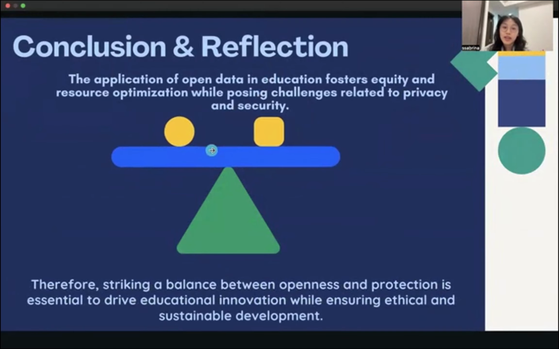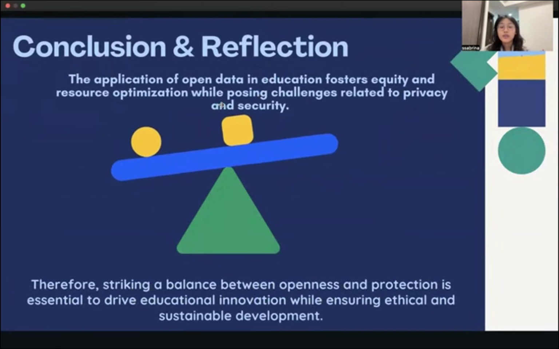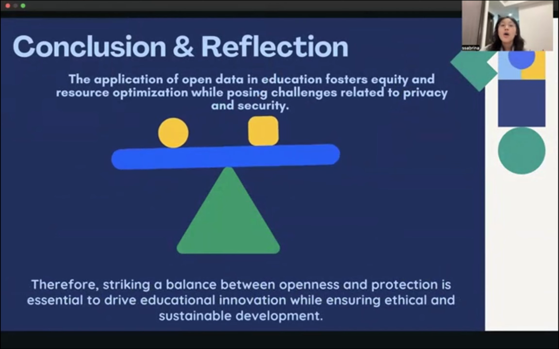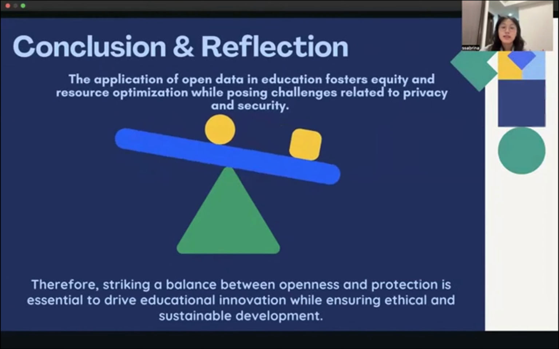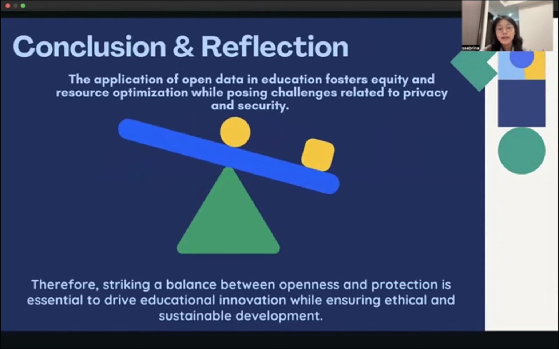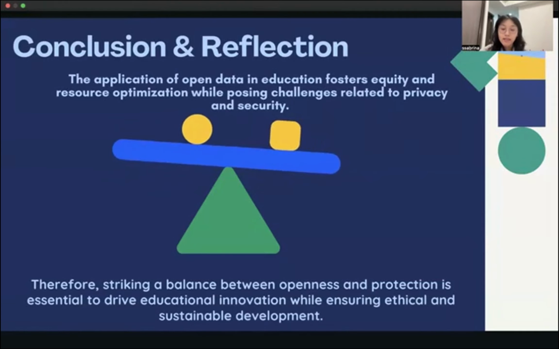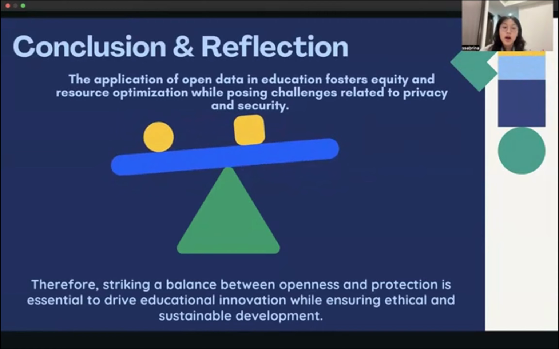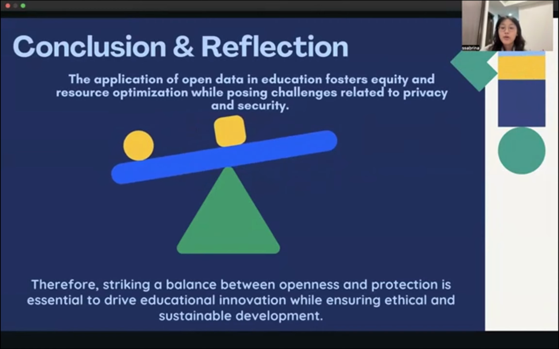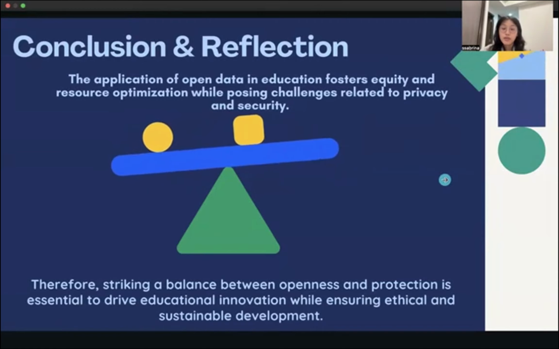We must know that the application of data in education fosters equity and resource optimization, as we first mentioned, while posing challenges related to privacy and security. Therefore, striking a balance between openness and protection is essential to drive educational innovation while ensuring ethical and sustainable development.